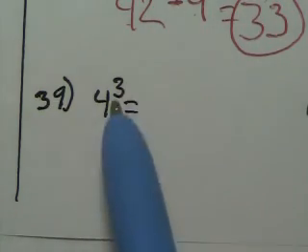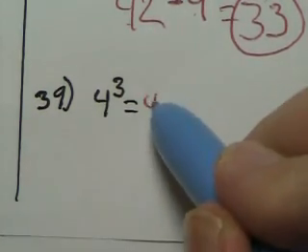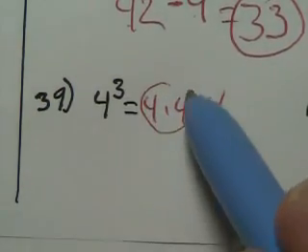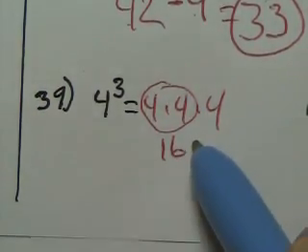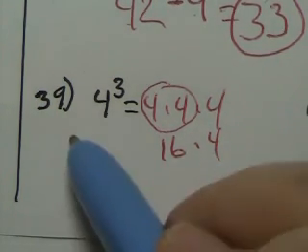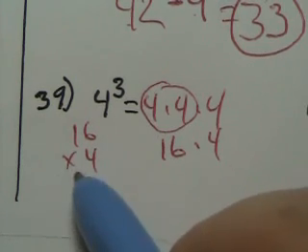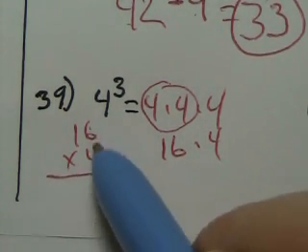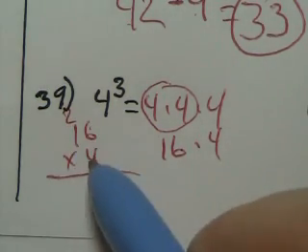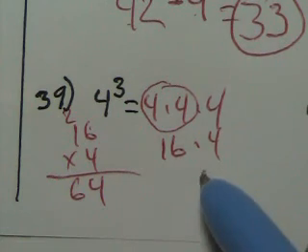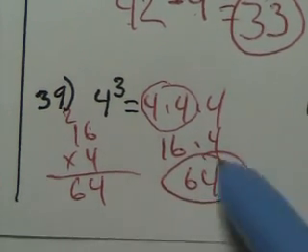Okay, number 39, 4 to the third. That is 4 times 4 times 4. Now this is 16. So I have 16 times 4. If you can't multiply it sideways, then stack it and multiply it that way. 6 times 4 is 24. 4 times 1 is 4, 5, 6, so it's 64. 64 is the answer.